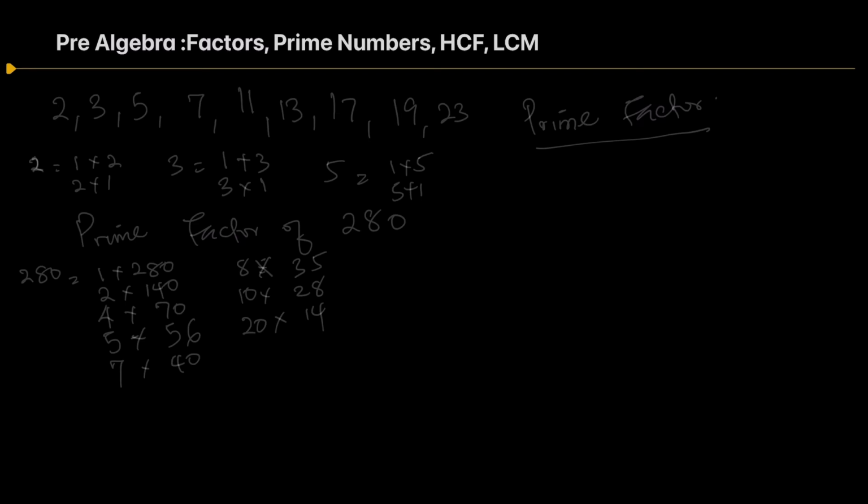I think it's not possible. So 22 as well is not possible. 23, it's not possible as well. 24, 25. So 26 is also not possible. And then you have 27. And then you get back to 28, right? So at this point, you have 28 times 10.